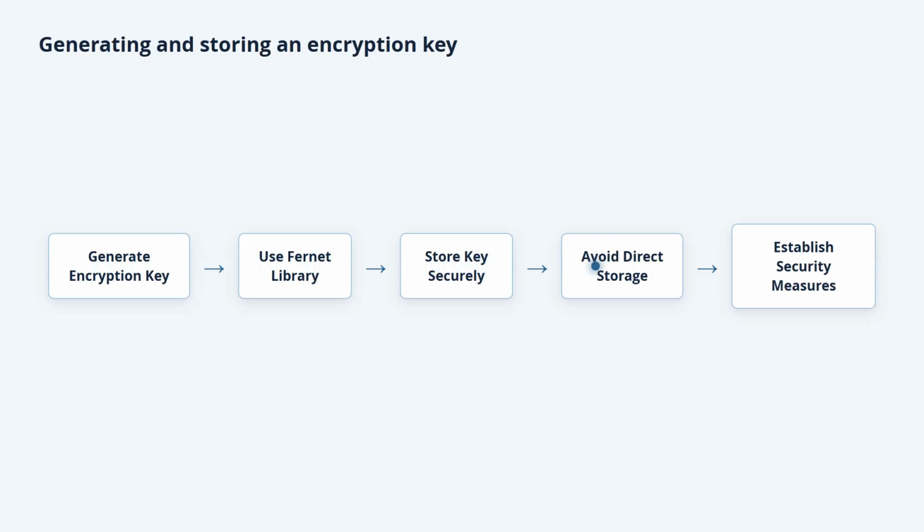To begin, we'll generate a secure encryption key using the Fernet symmetric encryption method, which is part of the cryptography library. Fernet provides a way to encrypt our data so that it remains unreadable to anyone who doesn't have the key, ensuring that even if someone gains access to our password database, they won't be able to decipher the information.